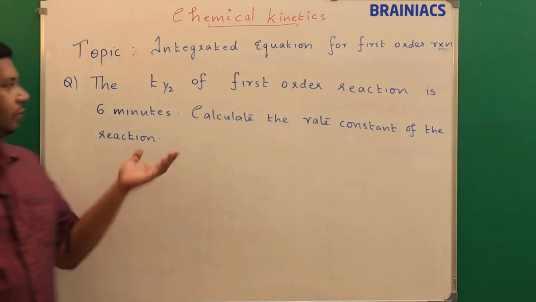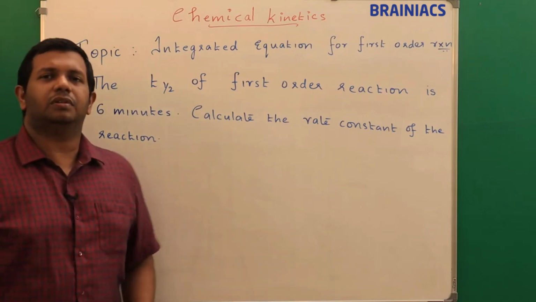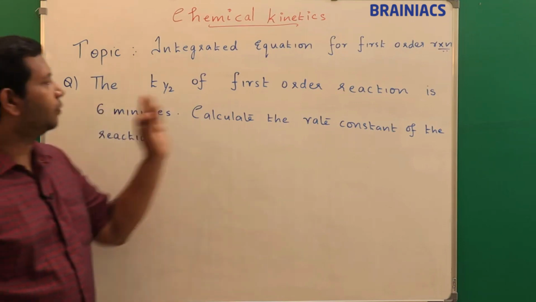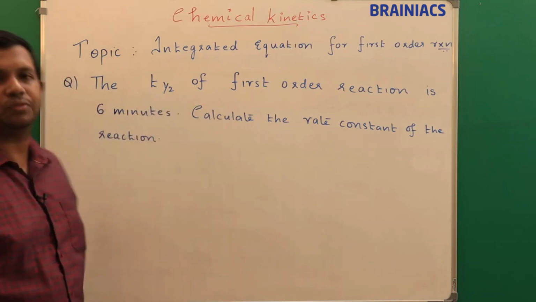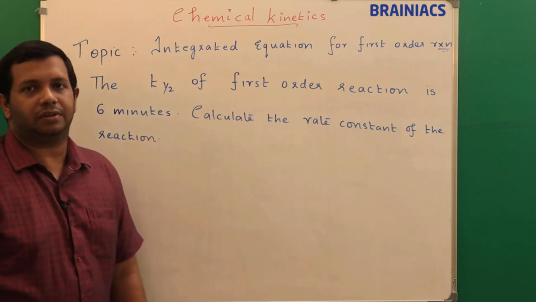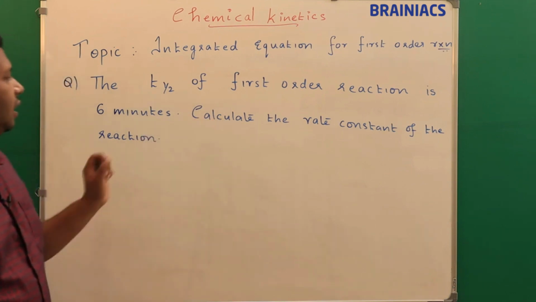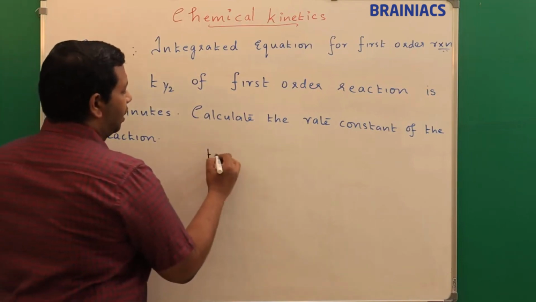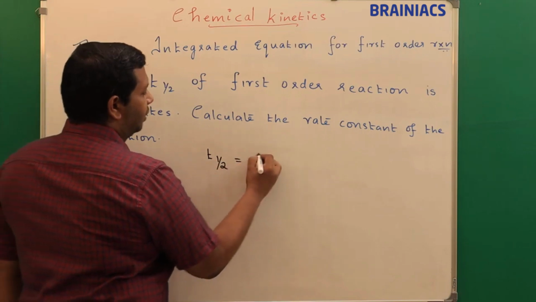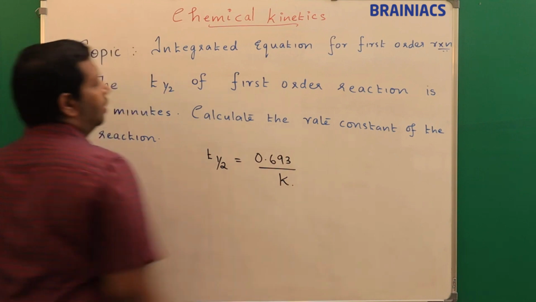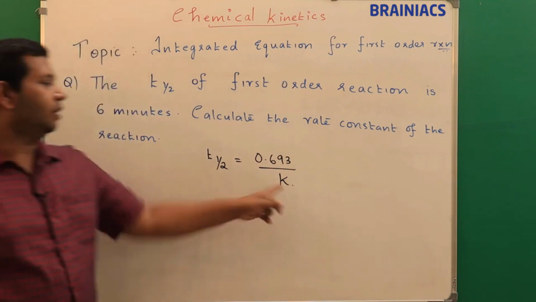Okay, so we have our first question in front of you. It's a very easy question as a starting. The question here is: the T half of a first order reaction is given as 6 minutes. Calculate the rate constant of the reaction. We know that T half for a first order reaction is 0.693 divided by K. So in this question they are asking you to find out K.